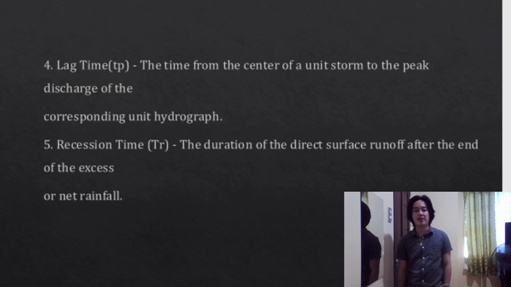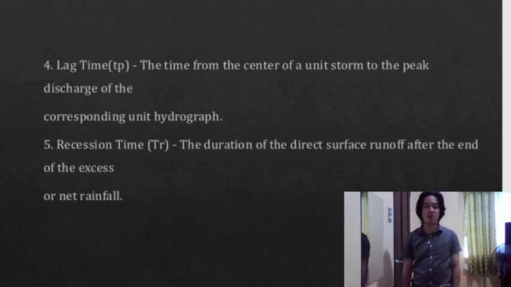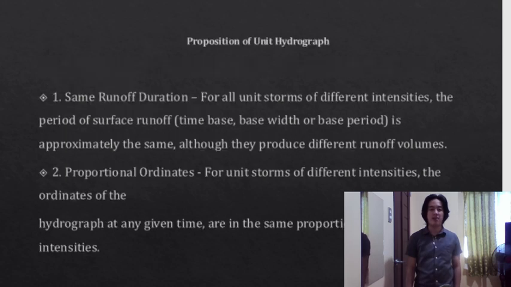So fourth is the lag time, or TP. It is the time from the center of the unit storm to the peak discharge of the corresponding unit hydrograph. So last is the precision time, the duration of the direct surface runoff in excess of the net rainfall.